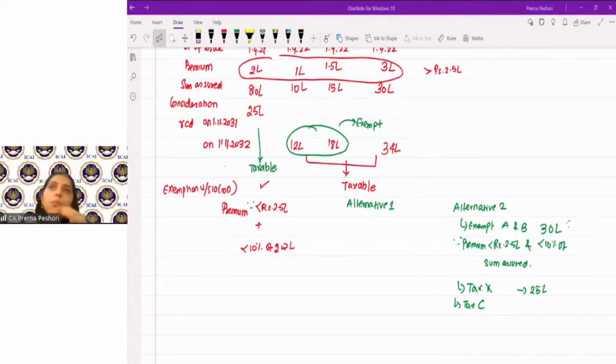But see what happens practically: you may not be aware in year 1 what the amount received in year 2 will be. Or you may be aware, because the premium and the considerations are already decided. So you may be aware and you may choose accordingly. Are we clear? Next example, example 9.